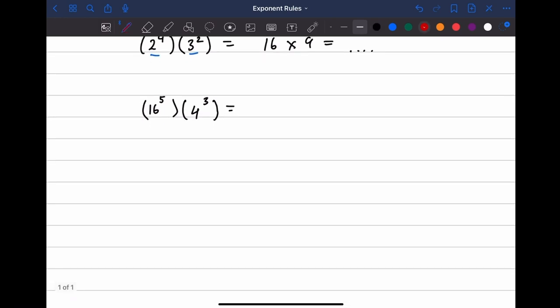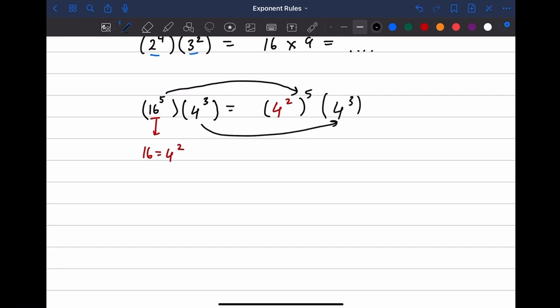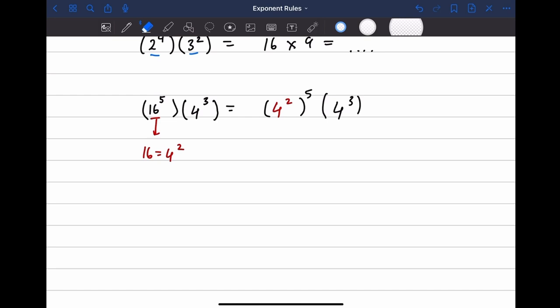This next question is a bit tricky, but it's actually a bit interesting as well. So 16 to the power of 5 times 4 to the power of 3. First, what we know is that 16 is equal to 4 squared. What this tells us is that we can substitute 16 for 4 squared and see what we get from there. So let me just do that. 16 is 4 squared, and then all to the power of 5, because this 5 just gets carried over there, and then multiply by 4 cubed, because once again, we're just copy-pasting the question. All we changed is the 16 to become 4 squared.